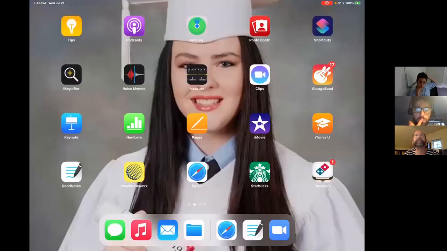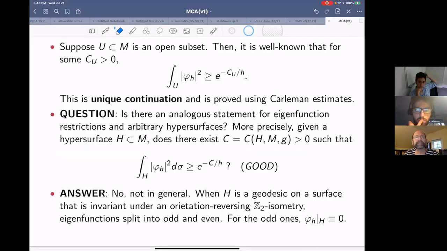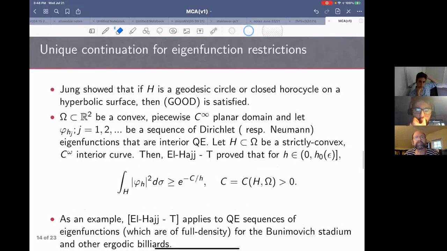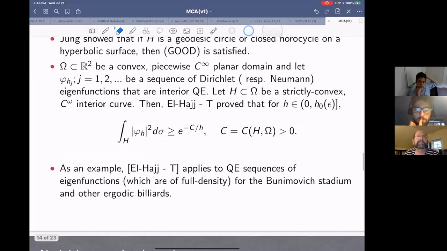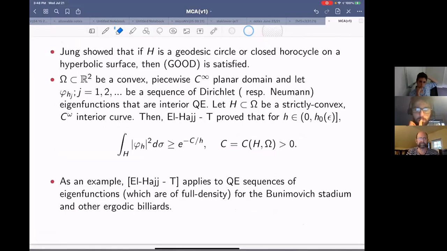The question is, can we prove this in some interesting cases? So as far as I know, one of the first results along these lines was a result by Zheng, who showed that if H is a geodesic circle or closed horocycle on a hyperbolic surface, then the restrictions are exponentially bounded from below.